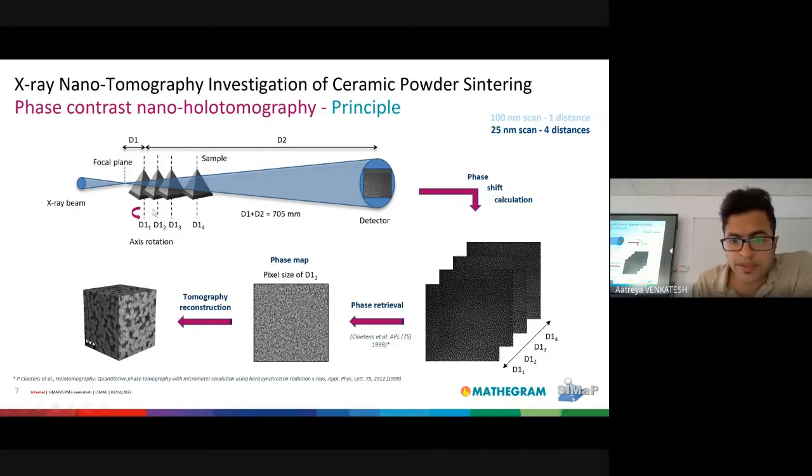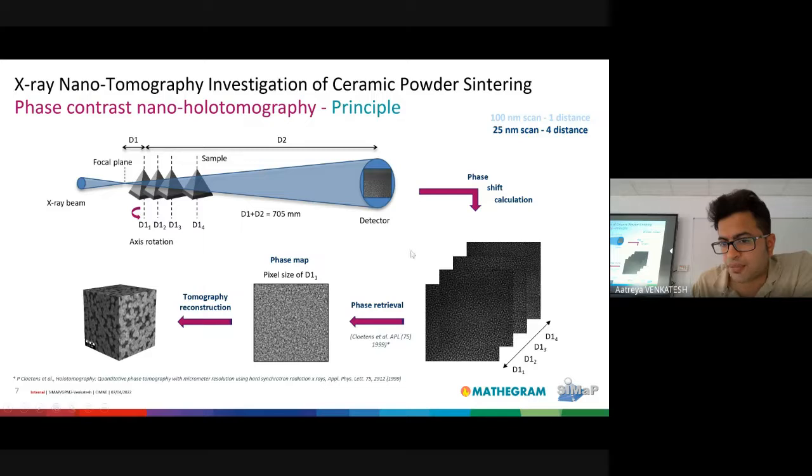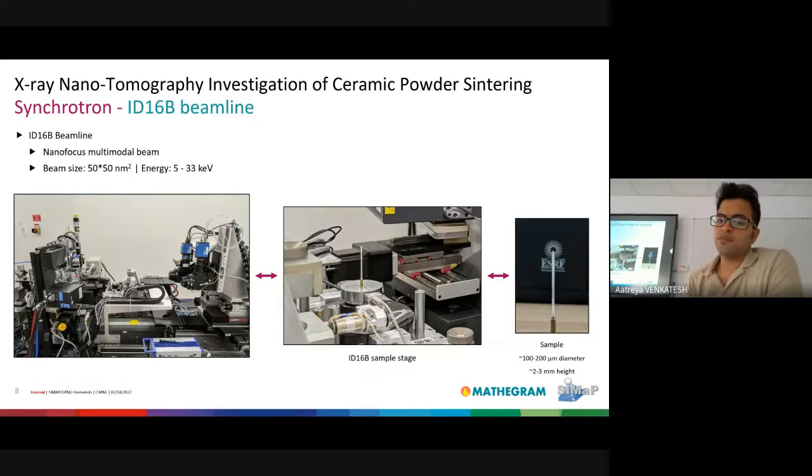Now, the recorded images, say at D11, D12, D13, and D14, are then aligned and magnified according to the first distance image. And this four distance image set is then used at each projection angle to retrieve the phases, that is to reconstruct the phase shifts at each angle to obtain so-called phase maps. The retrieved phase maps are then fed into the tomographic reconstruction software, which then gives us this 3D distribution of the sample, which would look like this. So this very principle is used at the ID16B beamline where we have performed our nano imaging.